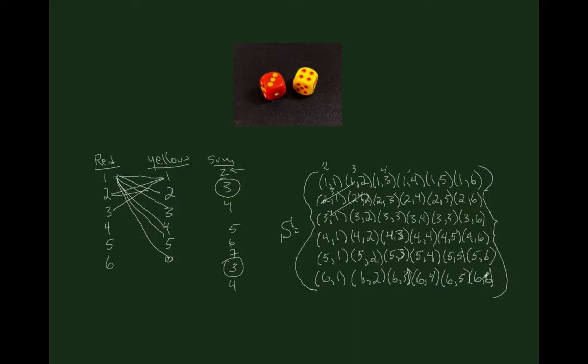And then down here we have 12, 11, and 10. And then, of course, the 7: 6 and a 1, 5 and a 2, 4 and a 3, 3 and a 4, 2 and a 5, and 1 and a 6 is the easiest roll.